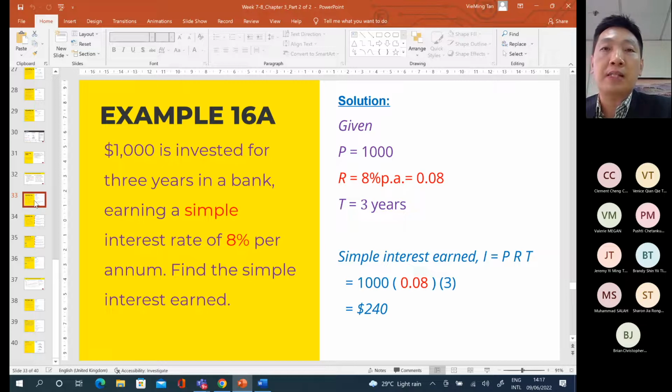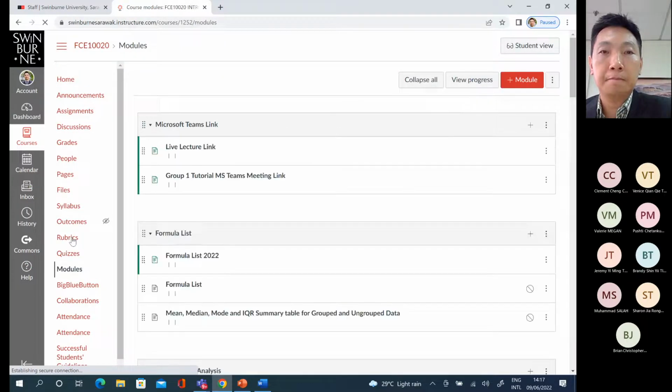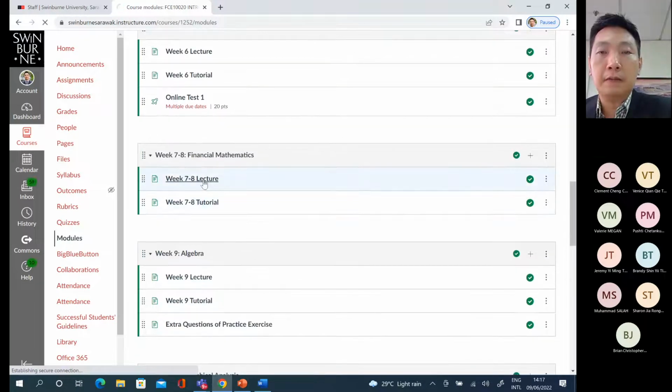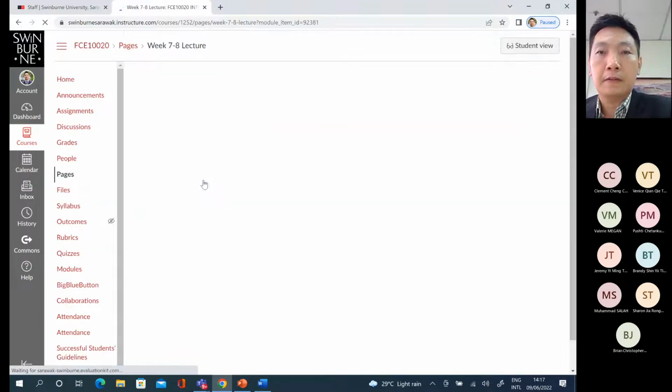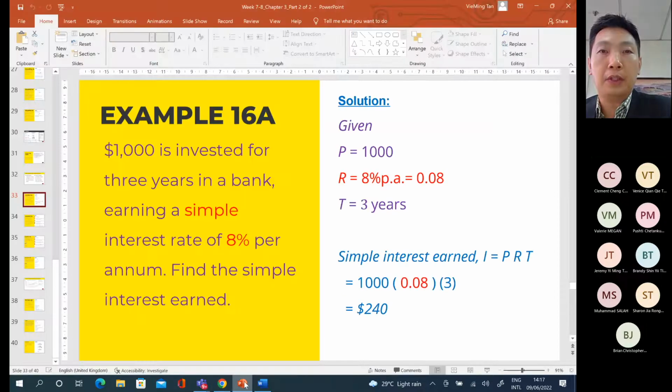I'll start with example 16A. Let us analyze the question together. Don't worry, this question is already posted on the Canvas site and available. It's under modules, week 7 and 8. Then click on this, and you should be able to go to slides number 32 and 33. This is slide 33. Let us analyze the question together.